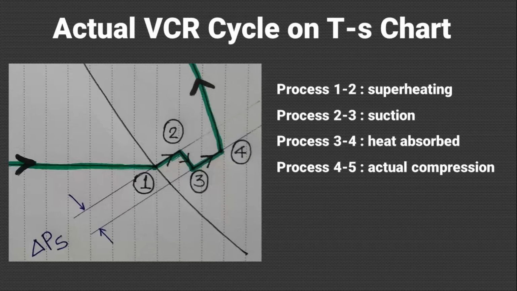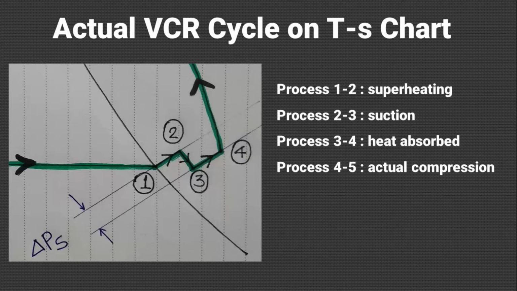Process 2 to 3. This is suction of refrigerant in the compressor, where pressure drops and it is indicated by 2 to 3 on the chart, where compressor suction pressure is less than evaporator pressure. Process 3 to 4. Now, the refrigerant came into the compressor, but it is cold and it absorbs heat from the compressor walls and its temperature increases. This is process 3 to 4.